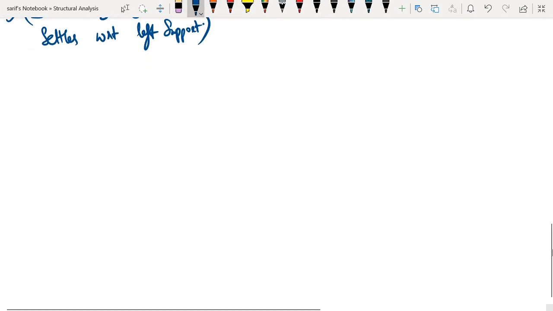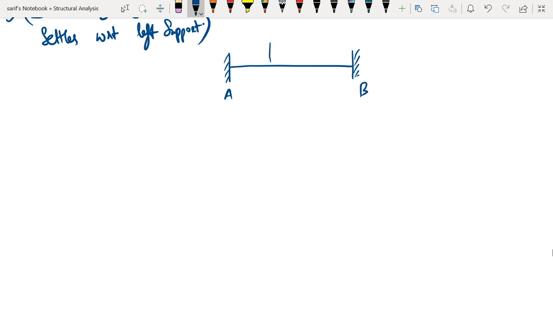So what we are going to do is start with a fixed beam AB, and we have the arbitrary loadings here. Let us assume the moments that are going to develop at the ends of the fixed beam will be the fixed end moments. We are going to assume that they are also positive in the clockwise direction.